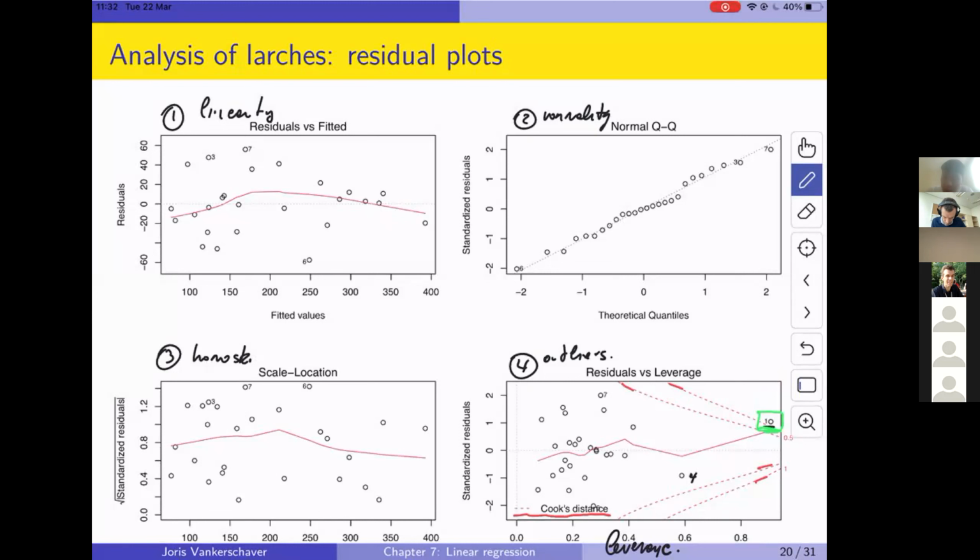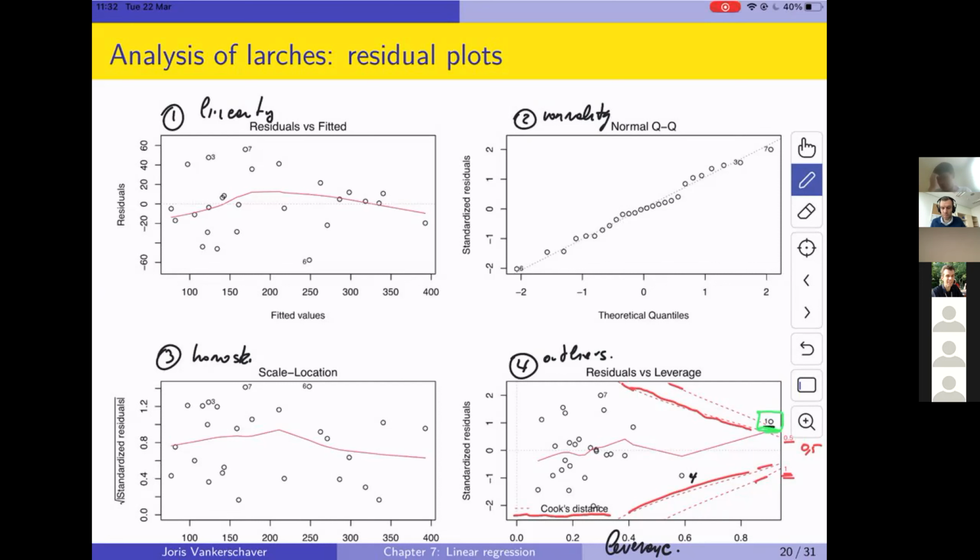So the one that I'm shading now has Cook's distance equal to 0.5. And the other one that I'm not going to shade has Cook's distance 1. So what these lines represent are basically level sets of the Cook's distance. They're telling you if you go beyond this line, then your Cook's distance is higher than 0.5. And if you go beyond this line, then your Cook's distance is higher than 1.